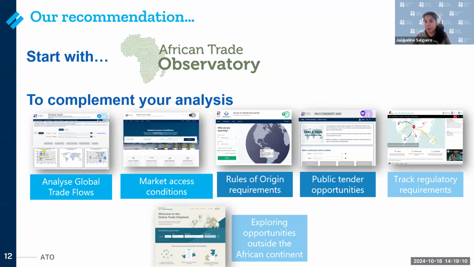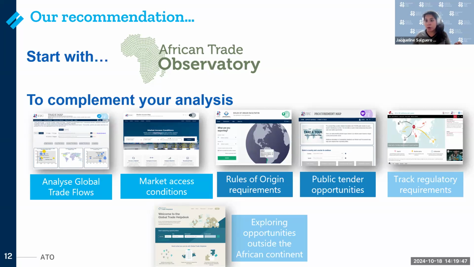You can use Trade Map, Market Access Map, Rules of Origin. We will see rules of origin a little bit today. We also have Procurement Map if you're interested in procurement opportunities. Then EPIN for regulatory requirements: if you want to be notified about new changes or regulations from one country to another for your specific product, you can register. And then also the Global Trade Help Desk. What is important about all of these tools is that all of them are free. You just need to register. You don't need to pay to access this information.